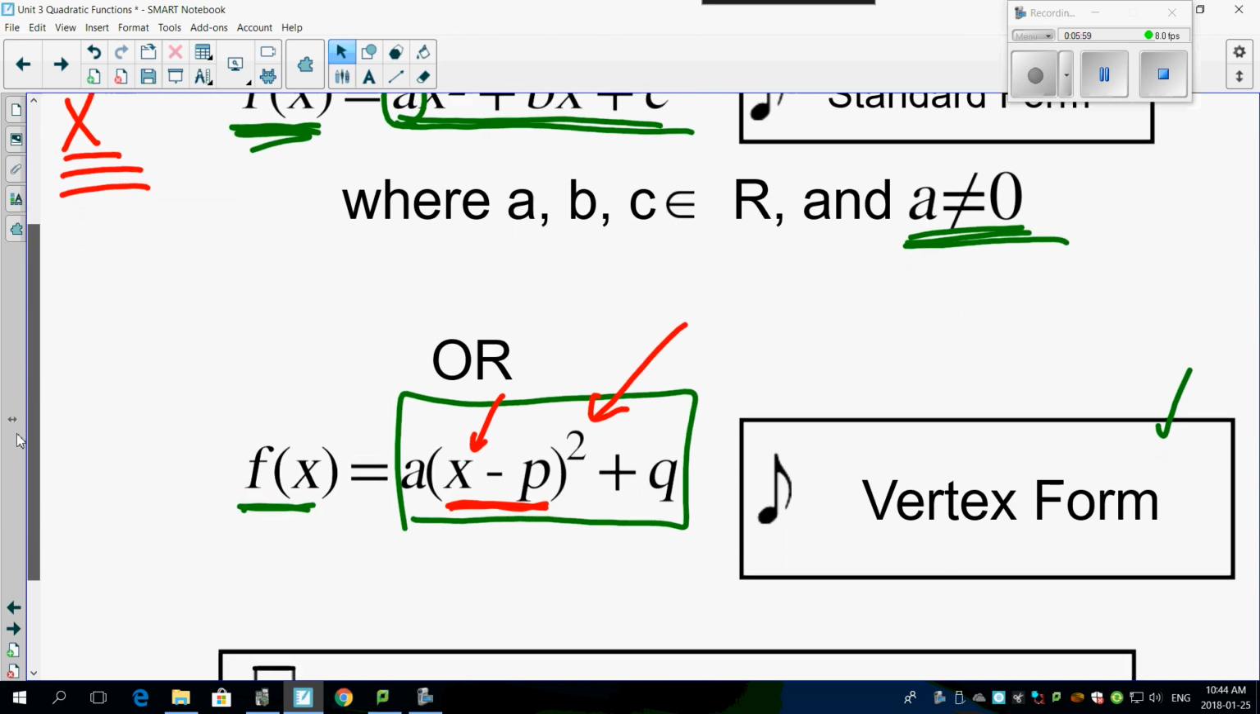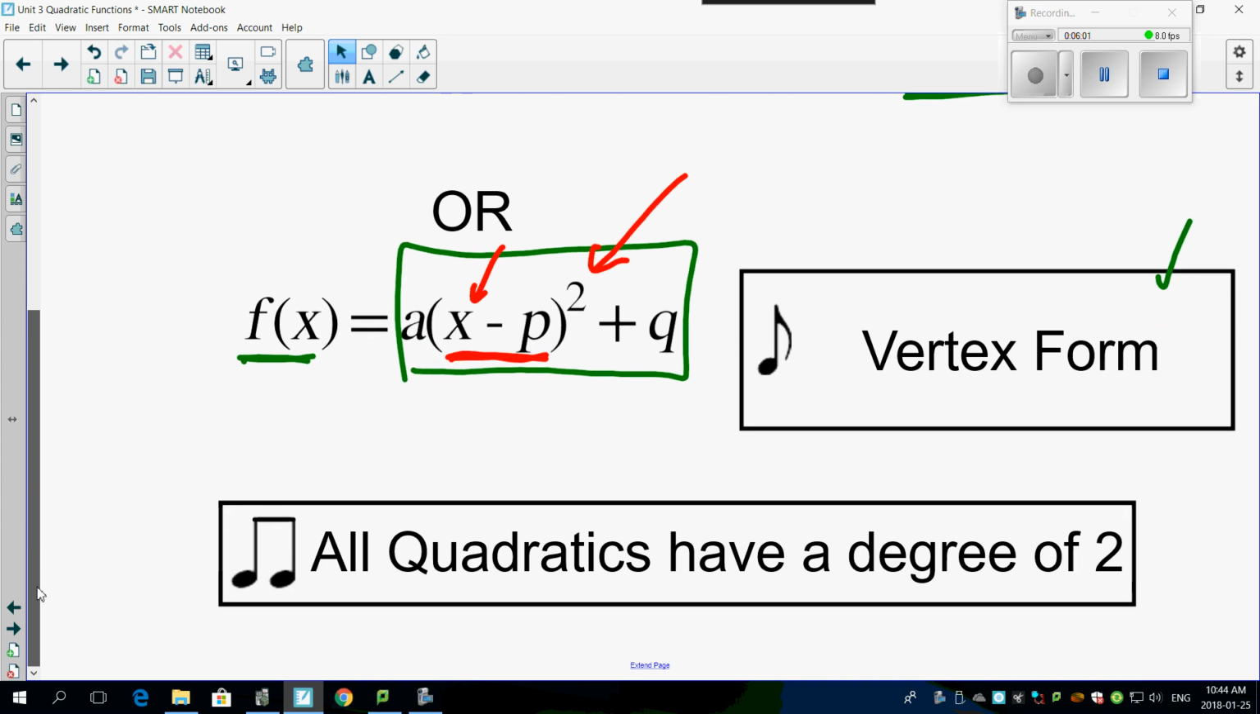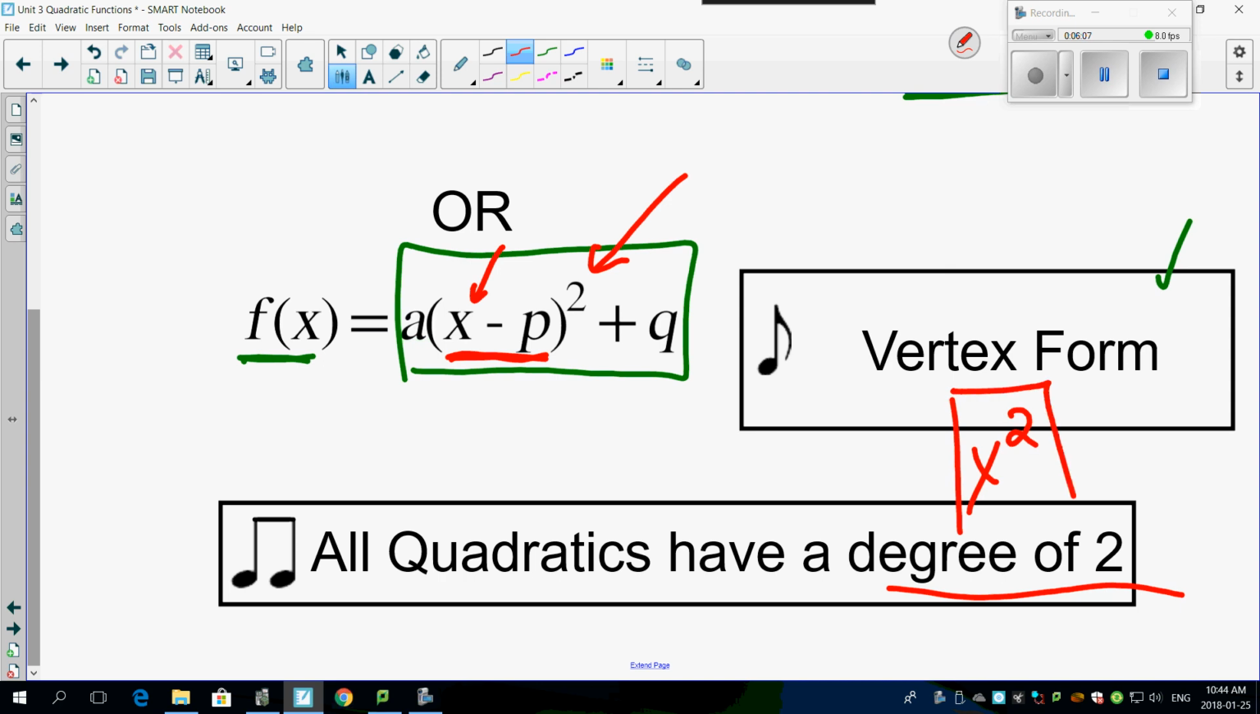One last little note that I want to put down here. All quadratics have a degree of 2. So in other words, look for an x squared. No x cubed, no x to the halves, no x to the pajamas, okay? They're all squared. Okay, so done.